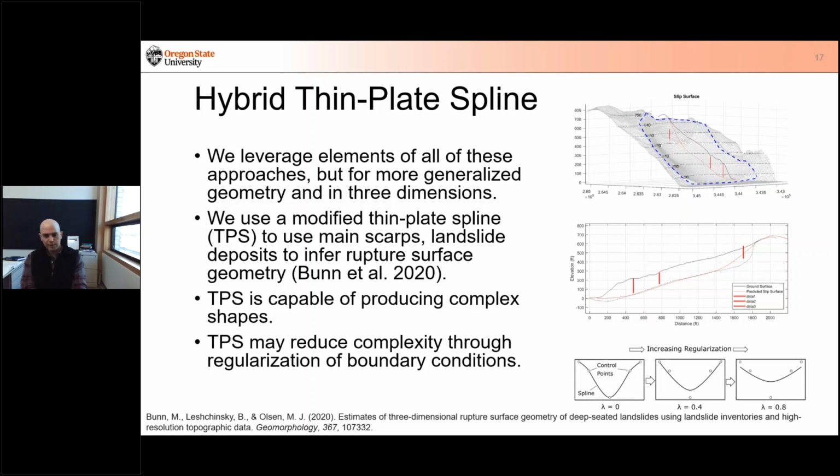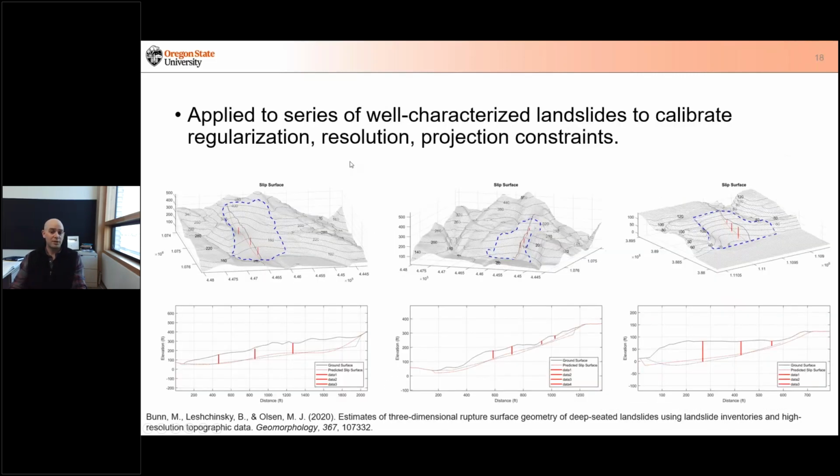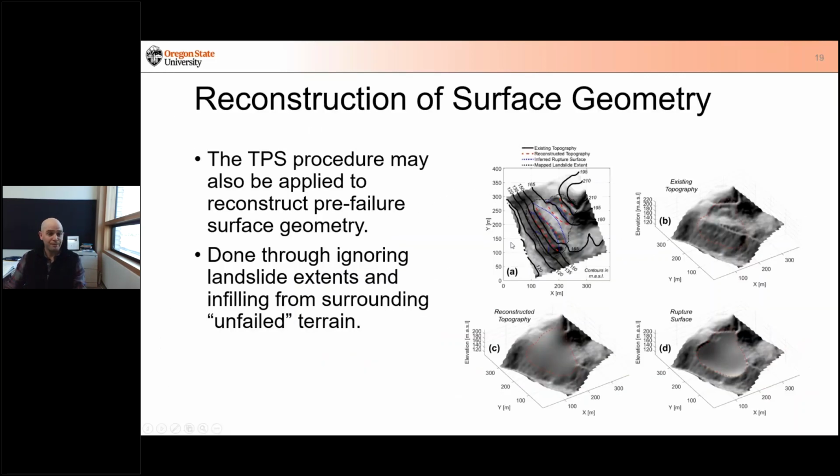The thin plate spline has utility for this because it's able to produce pretty complex shapes while maintaining curvature. So of course, you can tweak it, turn the knobs to introduce what's called a regularization, or how much it adheres to these boundary or constraint points. But we worked with several well-characterized landslides to try and tweak those parameters to see what works. So here, an example of 3 landslides. Inclinometers at shear depth are shown in red vertical lines. The inferred predicted landslide surface from rupture mapping is the red line, and the actual predicted surface is the black dashed line. So not too bad for an estimate, a first order estimate.